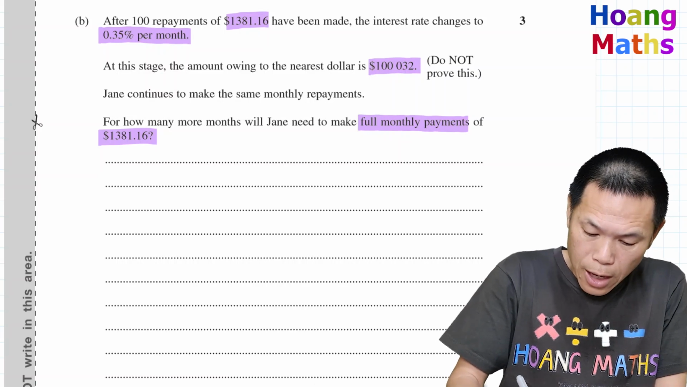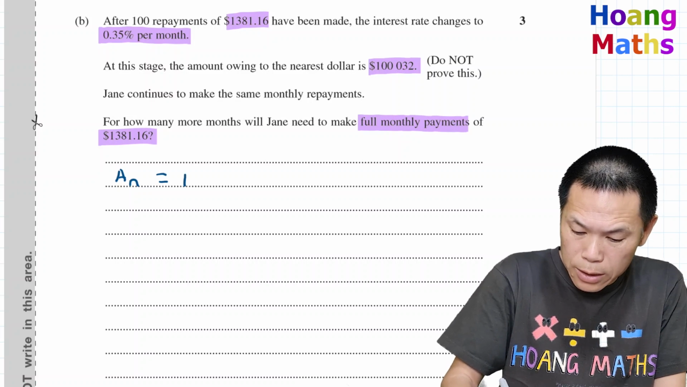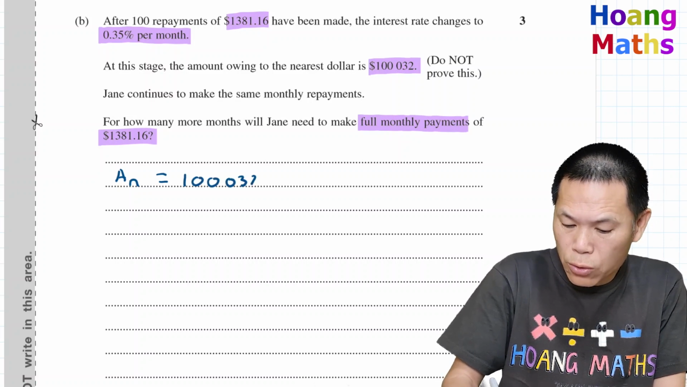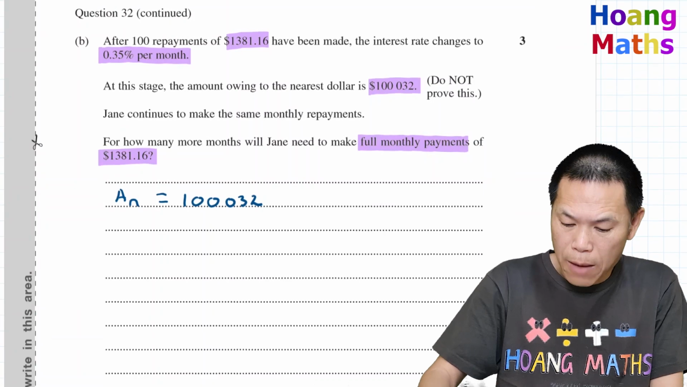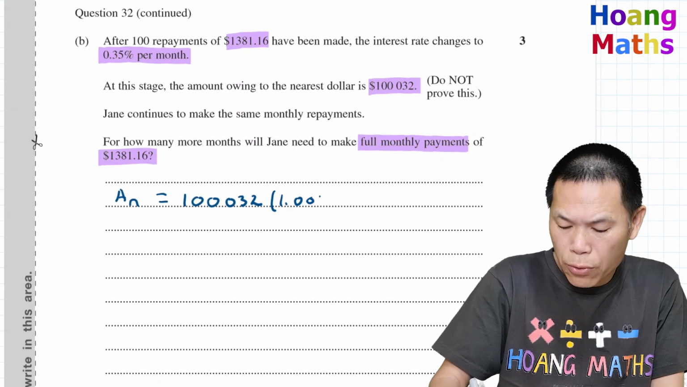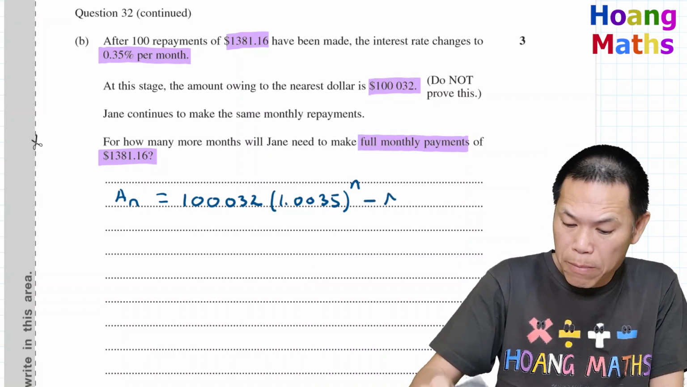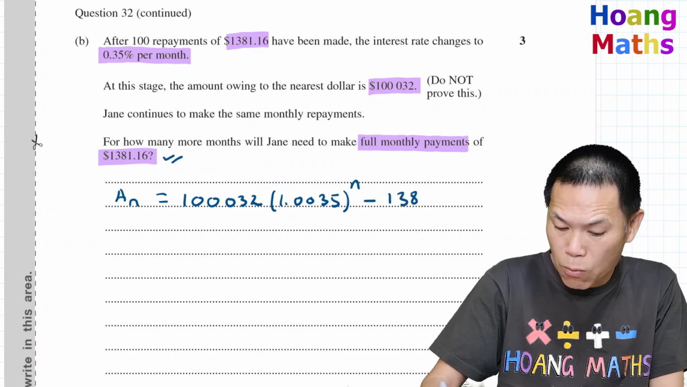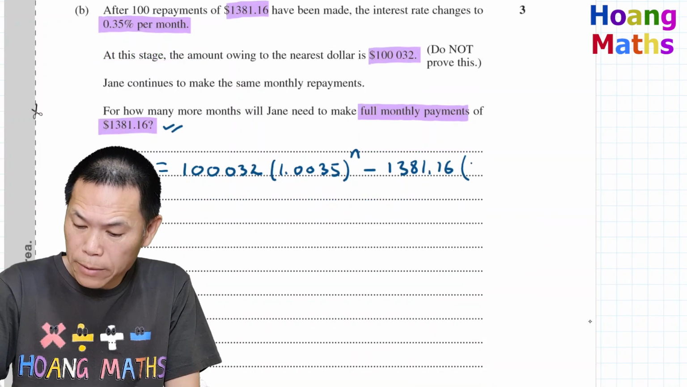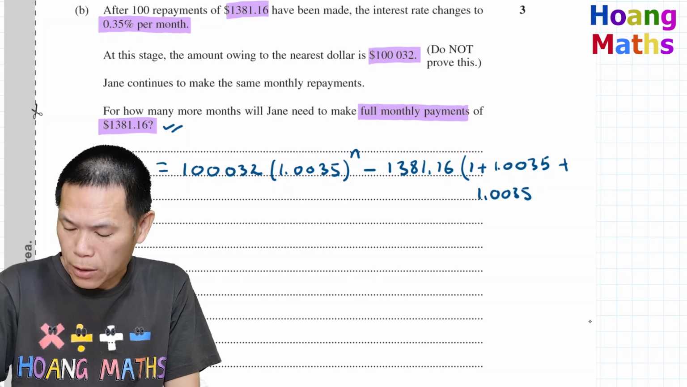So that is AN is equal to P. P is 100,032, and then times the interest. The interest this time is 1.0035 to the power of n. Then we minus m, the monthly repayment, and we know the monthly repayment is this: 1381.16 and 1 plus 1.0035 and add 1.0035 squared and so on.